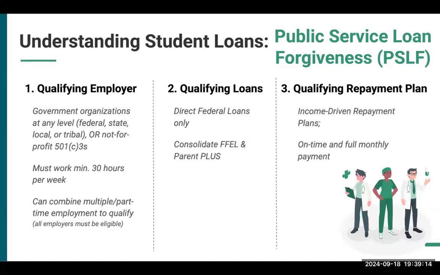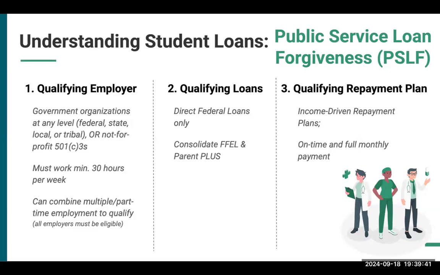Number two, you have to have a qualifying federal loan type. And the only type of federal loans that qualify are direct loans. This is why I made such a big deal about loan type earlier in the presentation. If you have a non-direct loan, like a FFELP loan or a Parent PLUS loan, you can consolidate those loans into a direct consolidation loan, and then it will become eligible, okay?